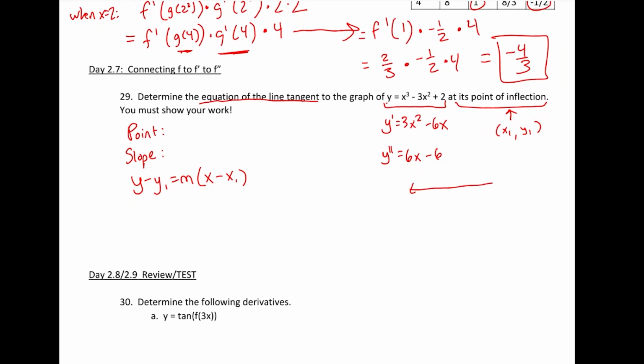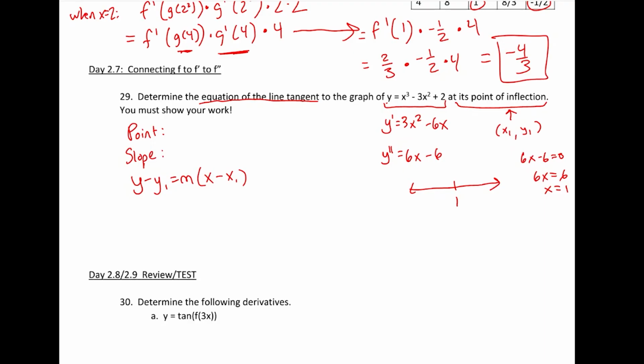Okay, so what we need to do is verify this actually is a point of inflection. Oh, wait, is it at 0 or is it at 1? Hold up. 6x minus 6 equals 0. 6x equals 6. So, no, x is 1. Okay, so if there is a point of inflection, it'll be at x equals 1. Phew, glad I caught that.